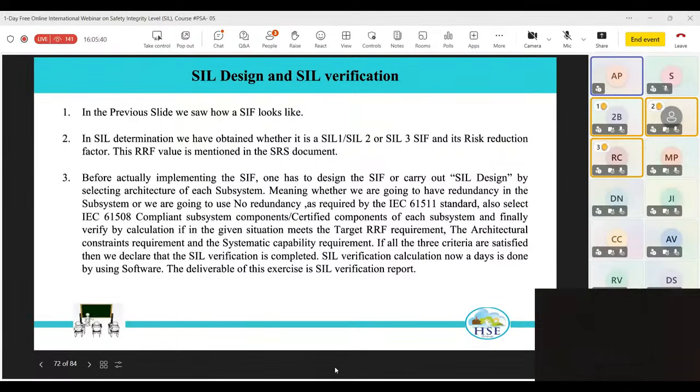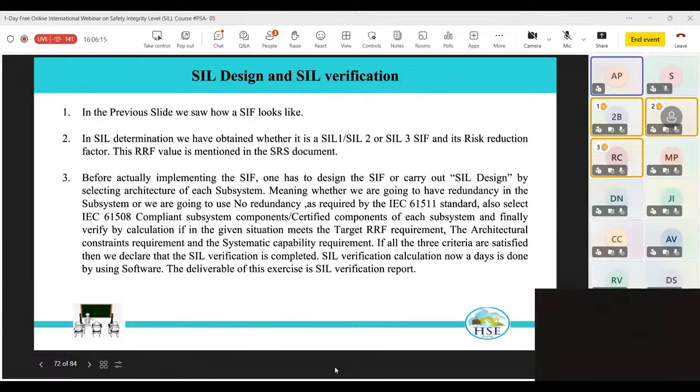Before actually implementing the SIF, one has to design the SIF, or carry out SIL design, by selecting the architecture of each subsystem, meaning whether we are going to have redundancy in the subsystem or no redundancy, as required by the IEC 61511 standard. Also select IEC 61508 compliant, certified components for each subsystem, and finally verify by calculation whether the given design meets the target RRF requirement, the architectural constraint requirement, and the systematic capability requirement.